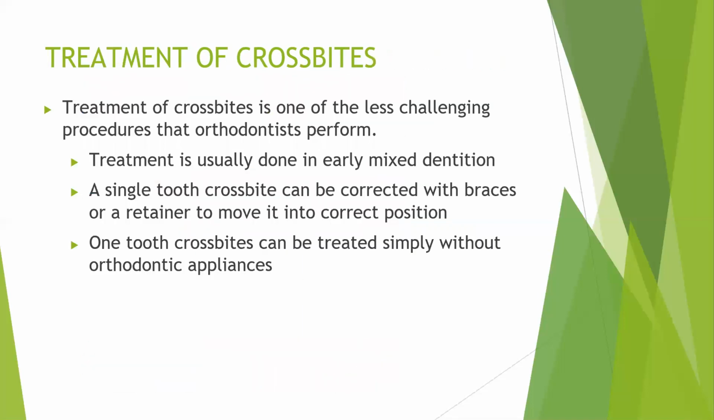Treatment of crossbites is one of the less challenging procedures that orthodontics can perform. Treatment is usually done in the early mixed dentition stage. A single tooth crossbite can be corrected with braces or a retainer to move it into correction. Many times, just biting on a popsicle stick can help correct a single tooth crossbite if it's an anterior tooth. One tooth crossbites can be treated simply without orthodontic appliances, and using a popsicle stick is an example of how that can be done.